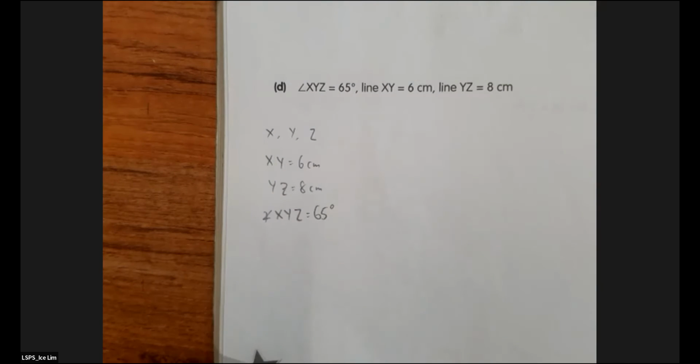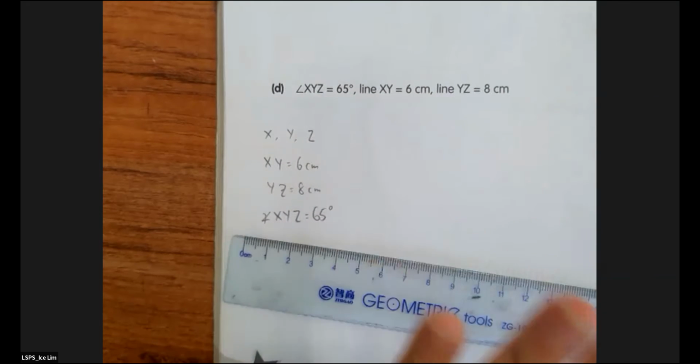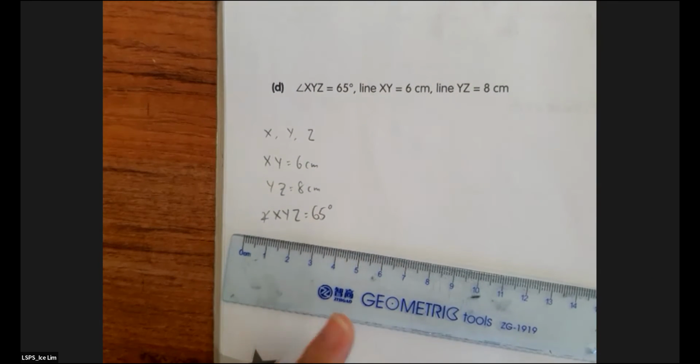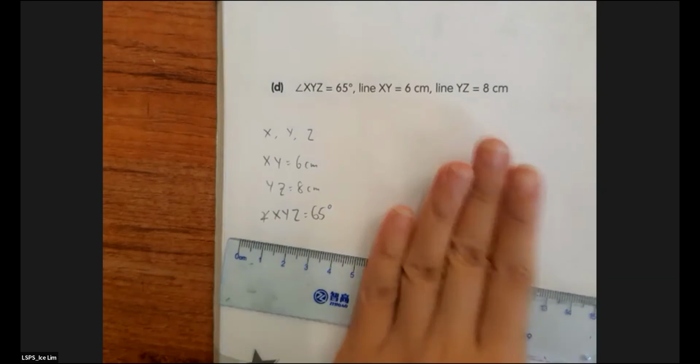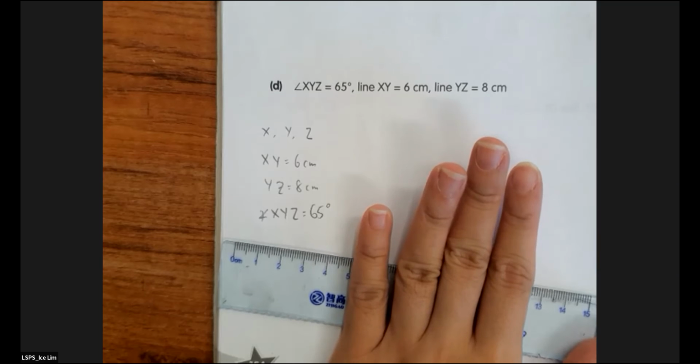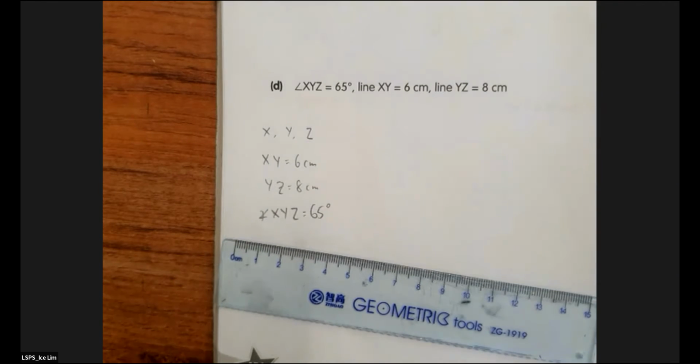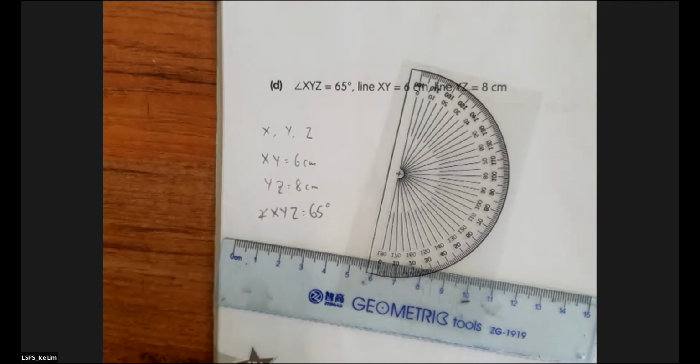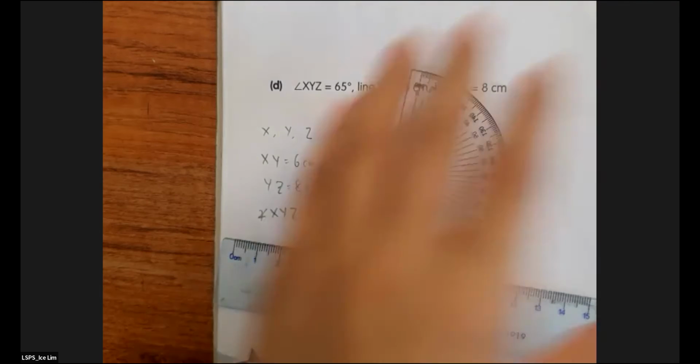The tools I have here. My set square, protractor. The best is moving my protractor. Okay, I put it in the box.